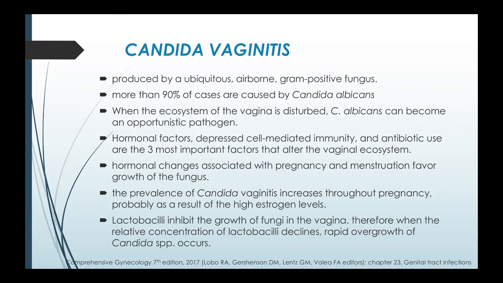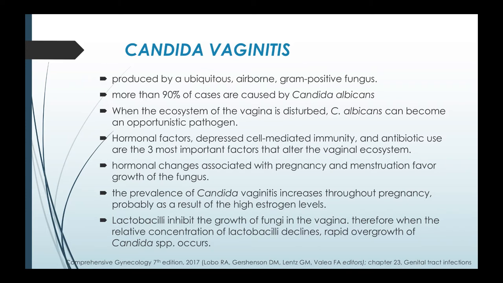Next, we have Candida vaginitis. This is produced by a ubiquitous airborne gram-positive fungus. More than 90% of cases are caused by Candida albicans. When the ecosystem of the vagina is disturbed, Candida albicans can become an opportunistic pathogen. Hormonal factors, depressed cell-mediated immunity, and antibiotic use are the three most important factors that alter the vaginal ecosystem.